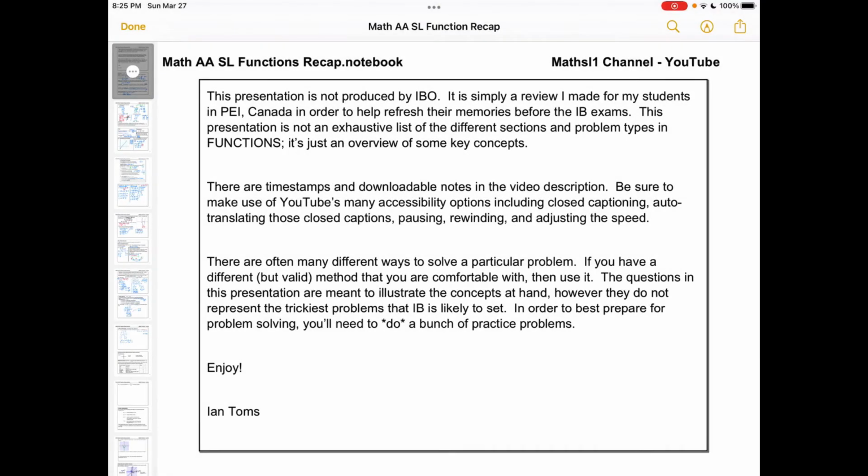Hi folks! Welcome to the second part of this functions review for Math AASL for the IB program. Standard disclaimers apply. This is not produced by IBO, and it's not an exhaustive look at functions, but it's an overview of the key concepts.